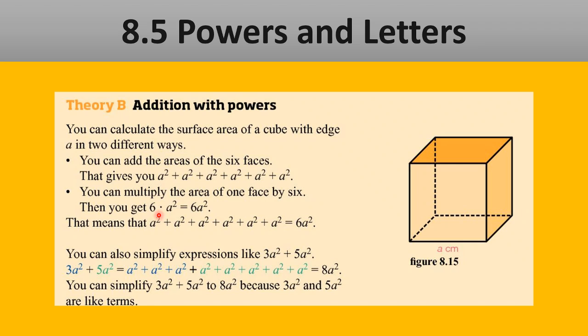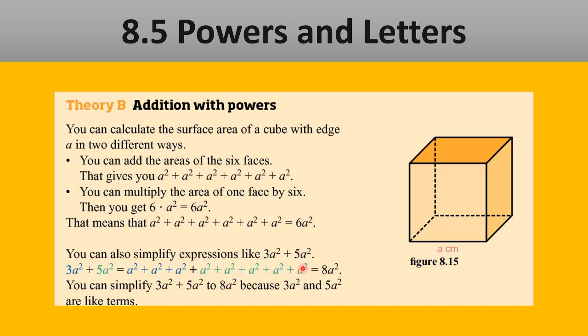And that's kind of the same. No, that's not kind of the same. It's actually the same, just as without the exponents. If I add a plus a, then we would say that's 2a. And that's the same as 2 times a. 6 times a squared is the same as a squared plus a squared plus a squared, etc.